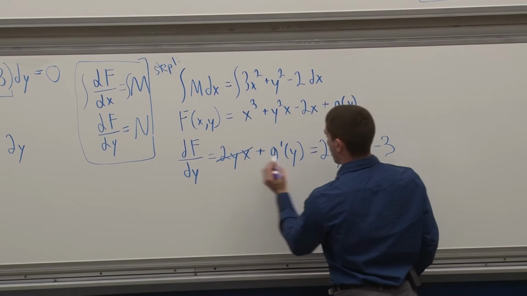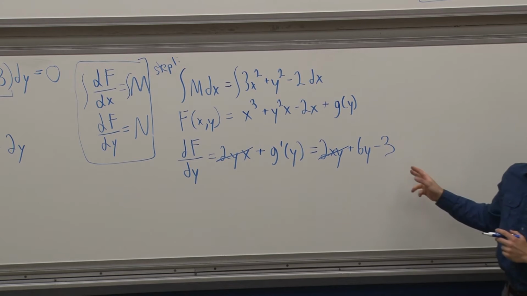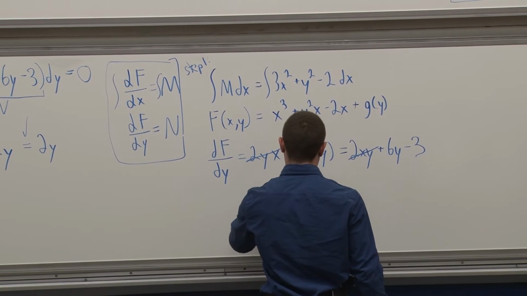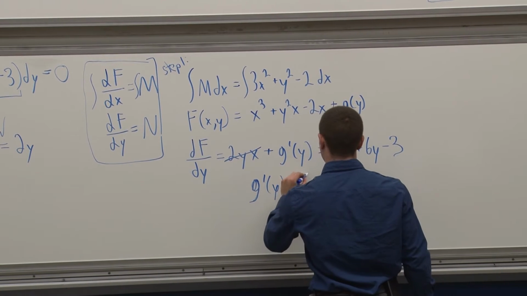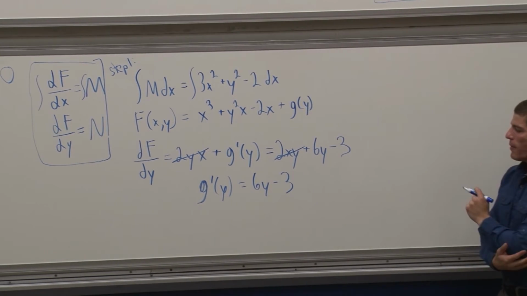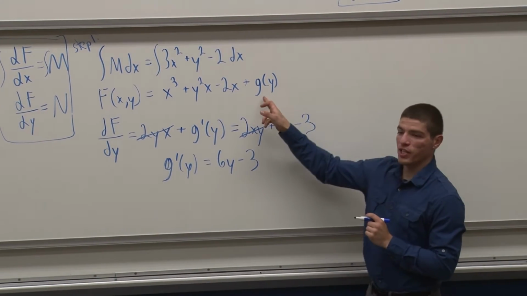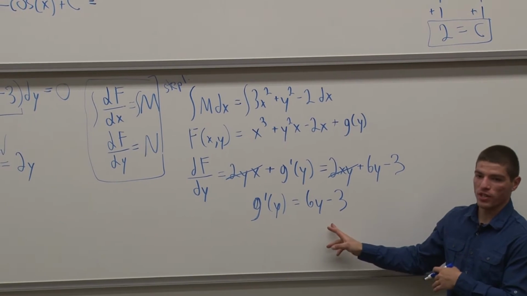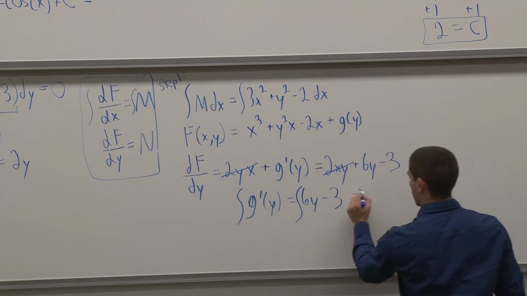This one is pretty simple. This 2yx would cancel out with this one, and you're left with g prime of y equals 6y minus 3, which is pretty simple. So g prime of y equals 6y minus 3. Now, to find our g of y, because we're looking for this g of y, we have g prime. We could just integrate that in terms of y to find g of y. So let's integrate both sides. I'm going to write an arrow here.